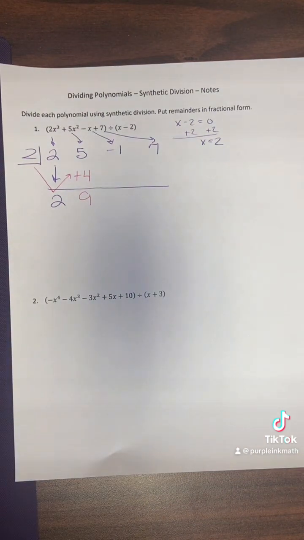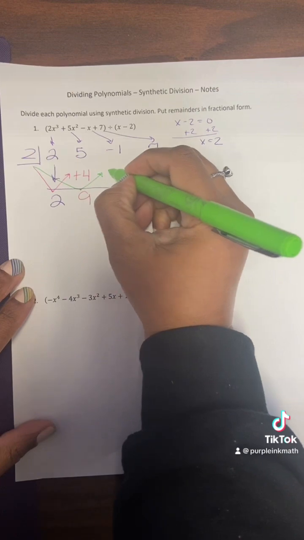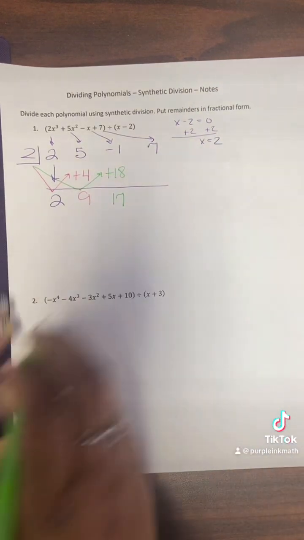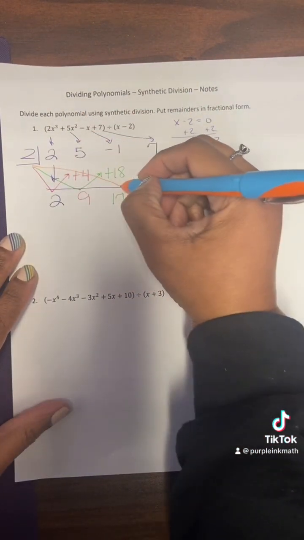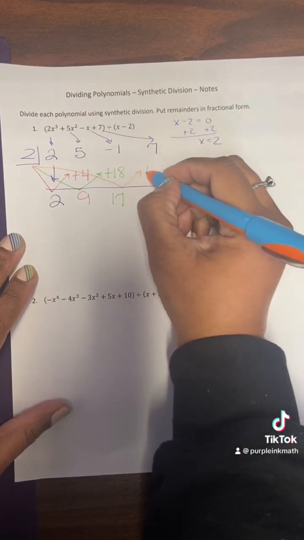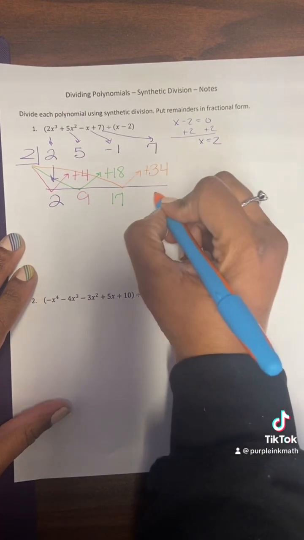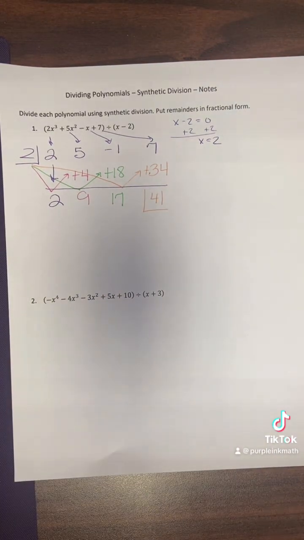Now I'm going to do the same thing with the next number. A positive 2 times a positive 9 gives me a positive 18. Negative 1 plus 18 is a positive 17. I'm going to do it again. A positive 2 times a positive 17 gives me a positive 34. 7 plus 34 is a positive 41. Now, that is my remainder.